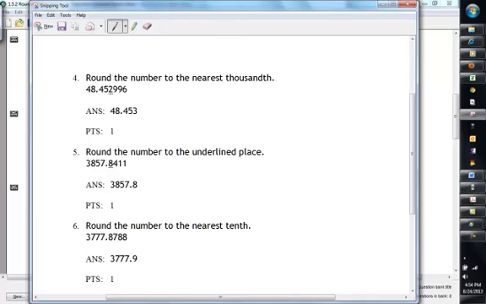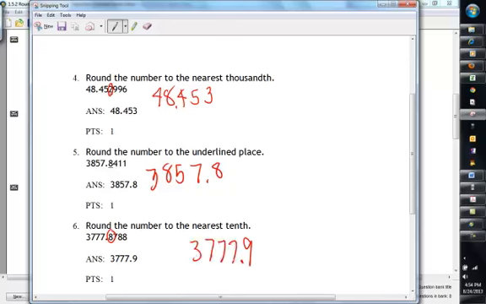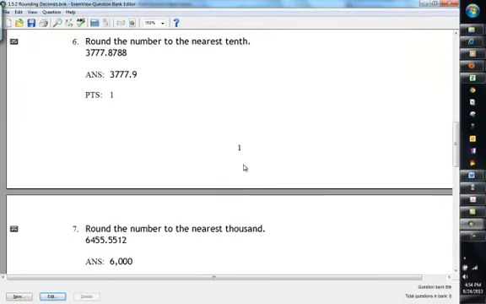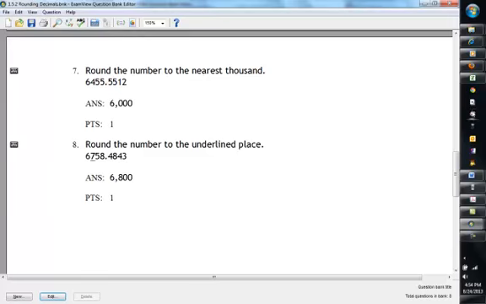To the nearest thousandth, here is the thousandths place. The number after it is bigger than 5, so we're going to change the 2 to a 3, write everything in front of it the same, and don't write anything after it. The number after it is smaller than 5, so we leave it the same, write everything in front of it the same. Nearest tenth, change it to a 9, write everything in front of it the same, don't write anything after it. Next one.